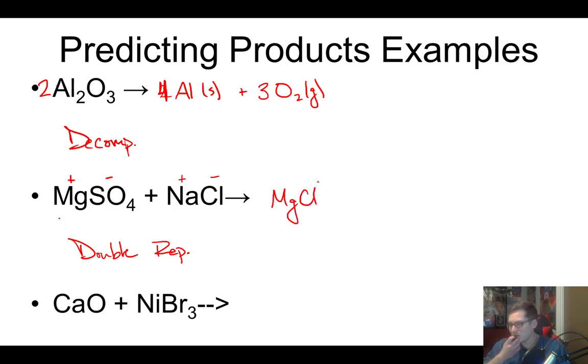We have to think about charges here, so you have to pull out your periodic table. Okay, what's the charge on a magnesium? Well, the charge on a magnesium is 2 plus, right? So I'm just going to jot down a 2 plus right there. And the charge on a chlorine is a 1 minus, okay?